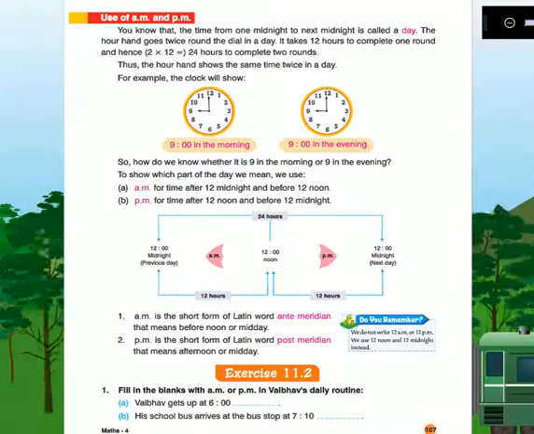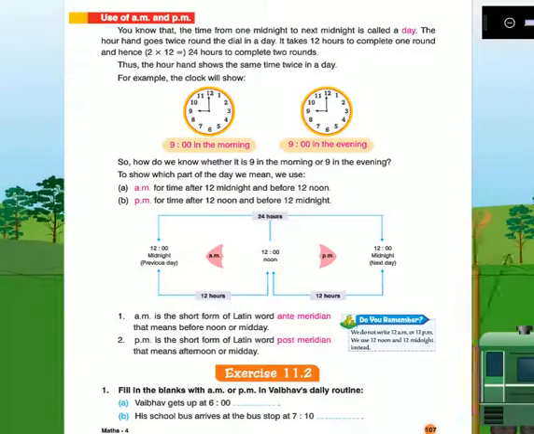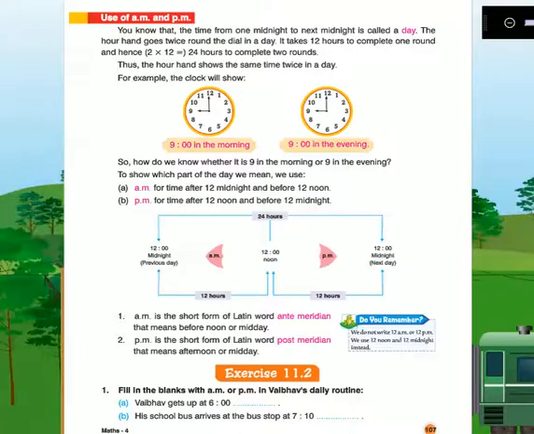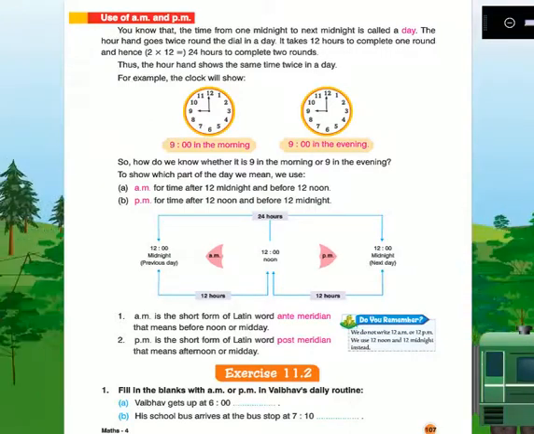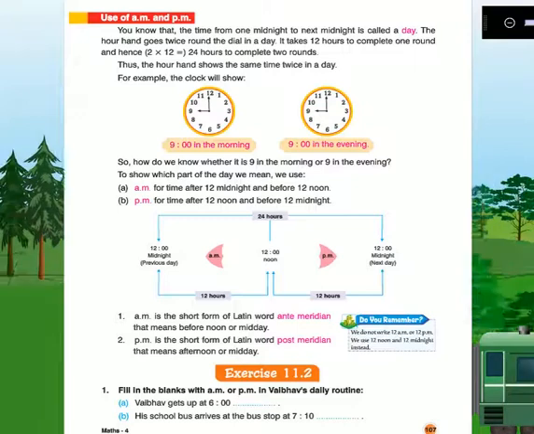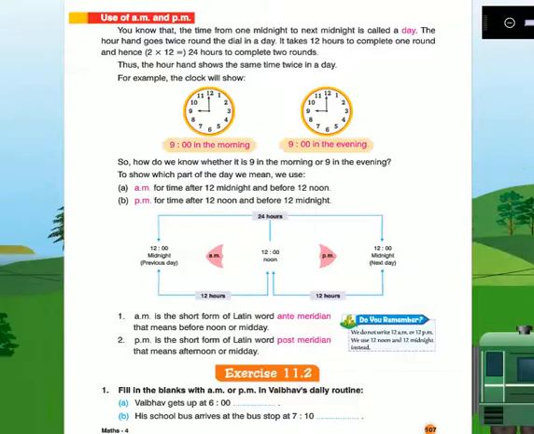AM is the short form of the Latin word antemeridian, that means before noon or midday. PM is the short form of the Latin word postmeridian, that means afternoon or after midday.